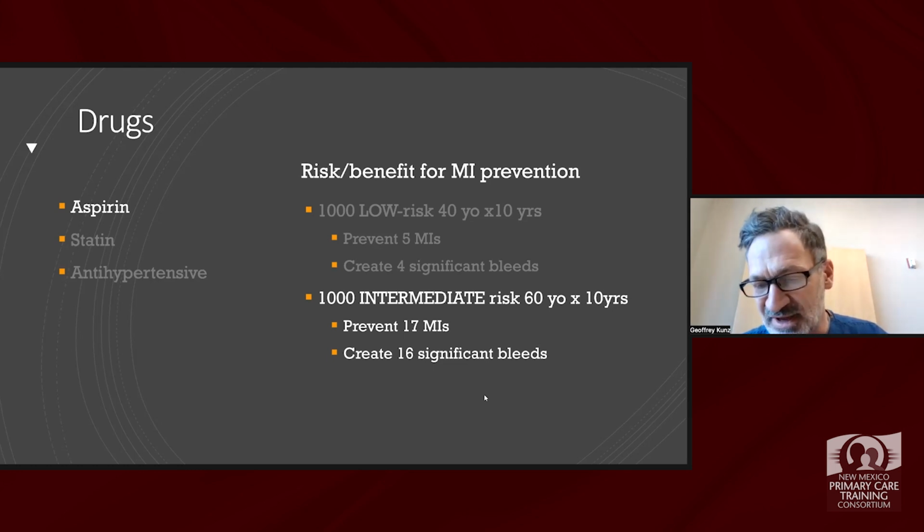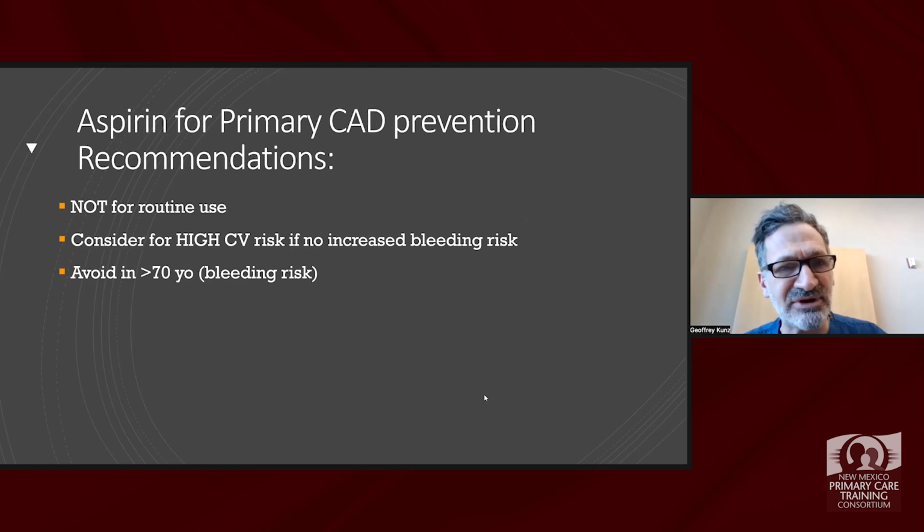And that's led to a change in recommendations from the U.S. Preventive Services Task Force, as well as ACC/AHA. Recommendations changed last year after decades of an aspirin a day keeps the doctor away. The recommendation changed to not use aspirin for routine use for primary prevention purposes. And again, I want to emphasize primary prevention and distinguish that from folks who have already had a cardiovascular event.